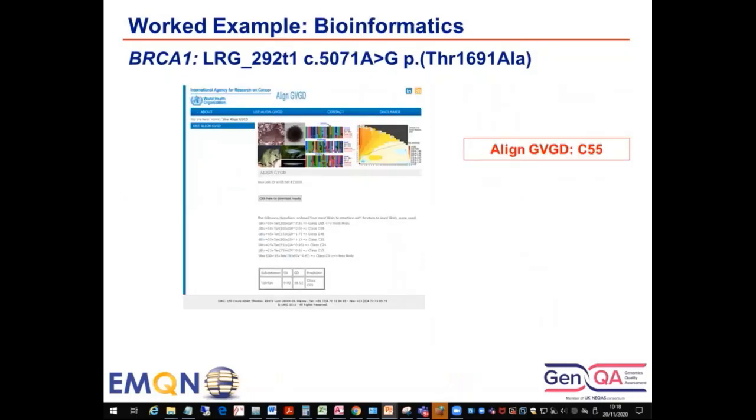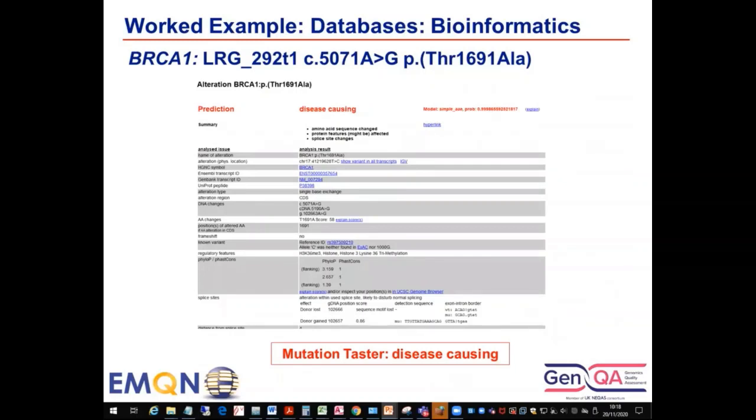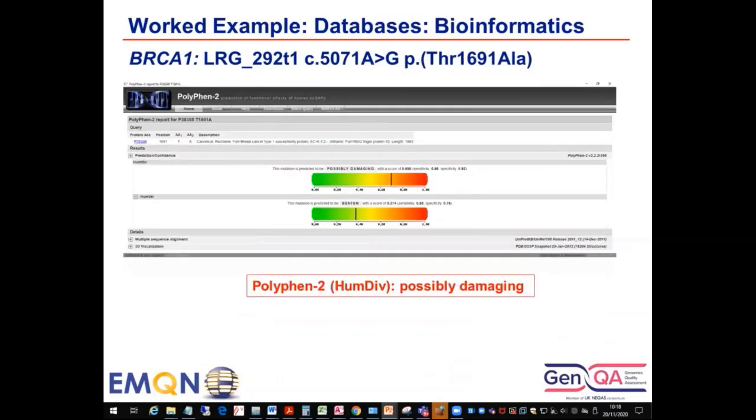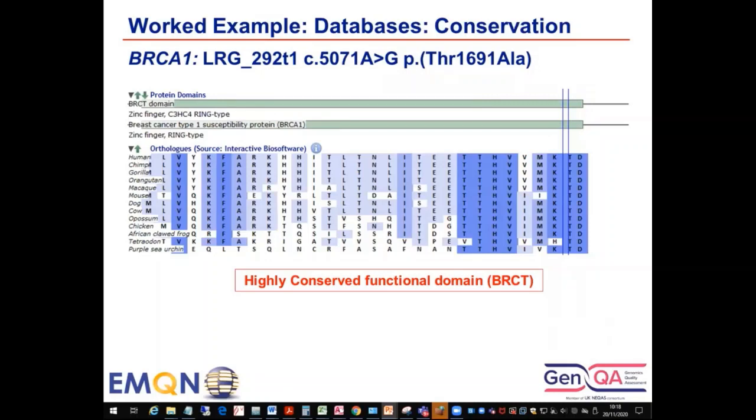The variant has a C55 prediction from Align GVGD, which suggests it tends towards a pathogenic prediction. It's predicted to affect protein function using the SIFT algorithm and is considered to be disease-causing by the MutationTaster algorithm. It's also possibly damaging using the PolyPhen-2 algorithm. There are very minor changes in splice site prediction, but not sufficient to suggest an in silico prediction of splicing effect using some of the common splicing tools you see here. The variant also lies in the highly conserved functional BRCT domain of BRCA1.